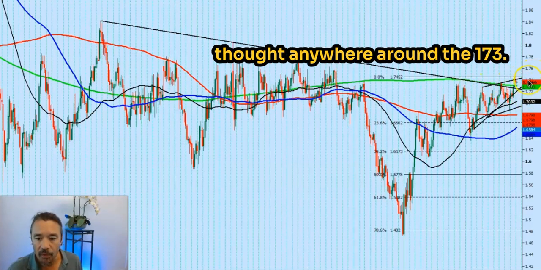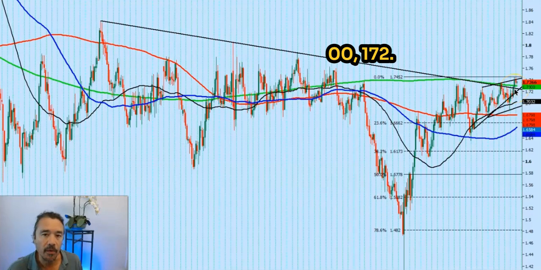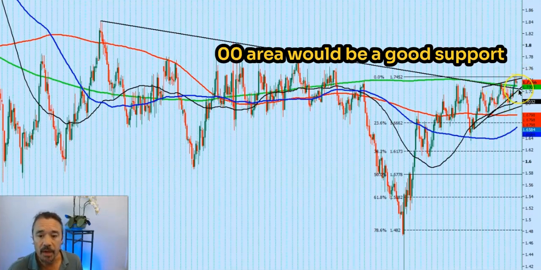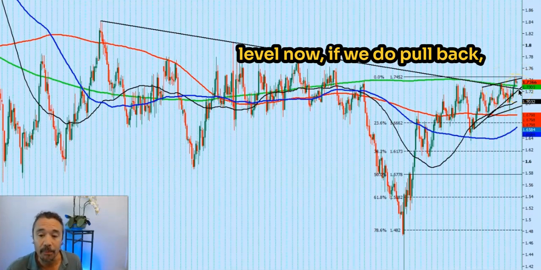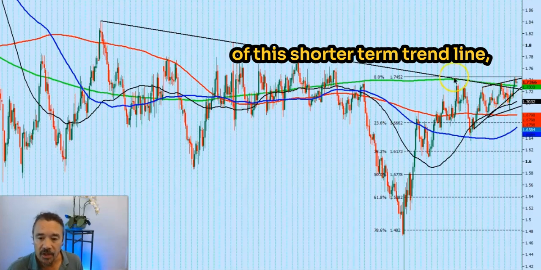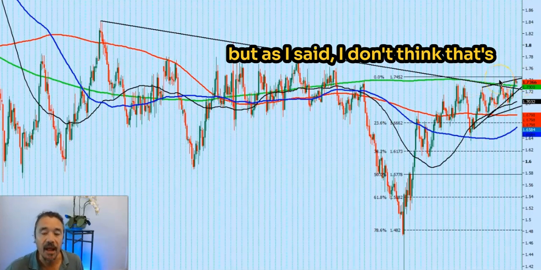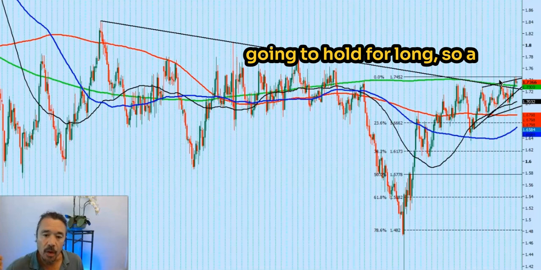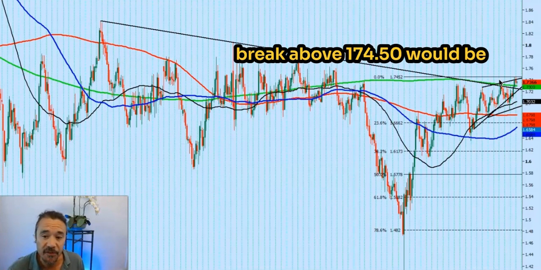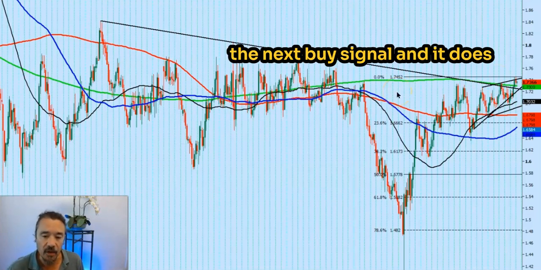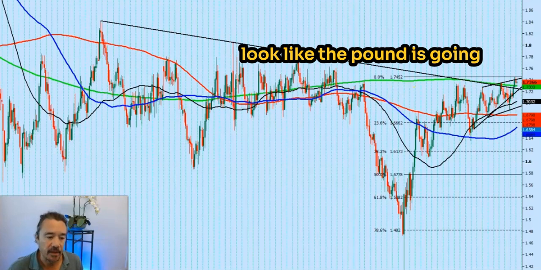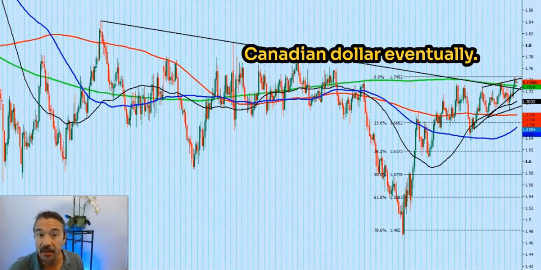And I would have thought anywhere around the 173.00, 172.00 area would be a good support level now if we do pull back. And we might pull back because of this shorter term trend line. But as I said, I don't think that's going to hold for long. So a break above 174.50 would be the next buy signal. And it does look like the pound is going to continue higher against the Canadian dollar eventually.